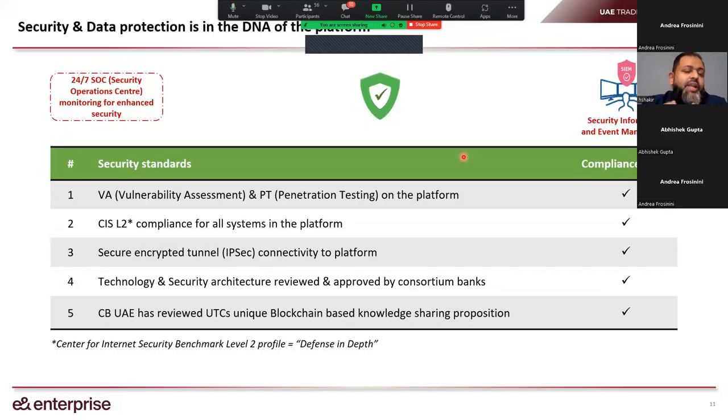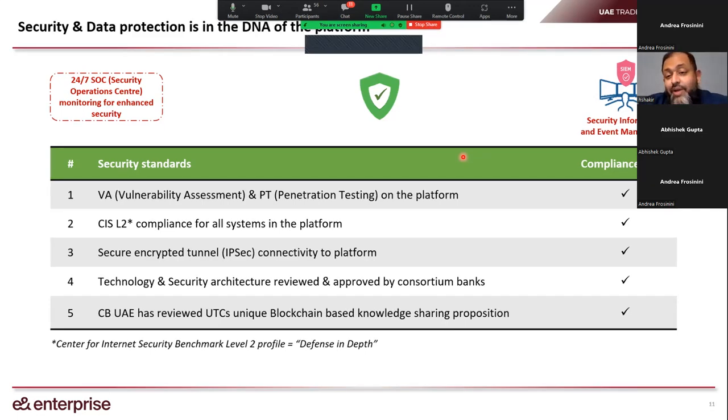And the most important element is that apart from the leading banks certifying the technology and the security architecture of the platform, we had an opportunity to present to the central bank, get them to review and endorse a blockchain-based knowledge sharing model, which didn't exist before. So allowing the banks to share the data without sharing the data.